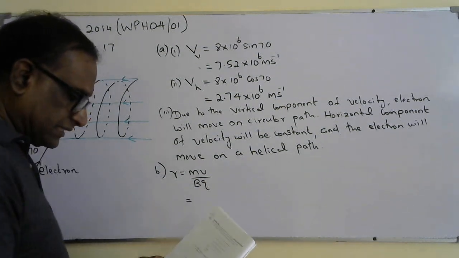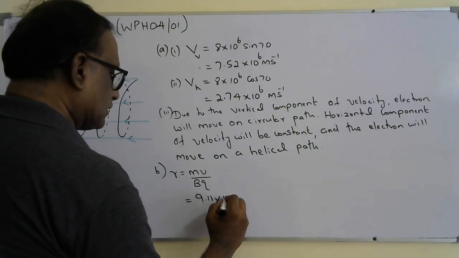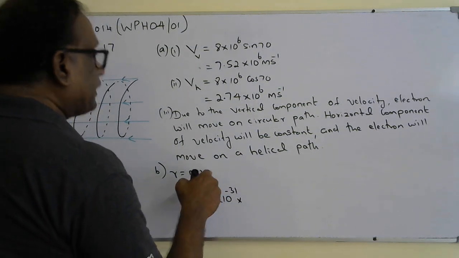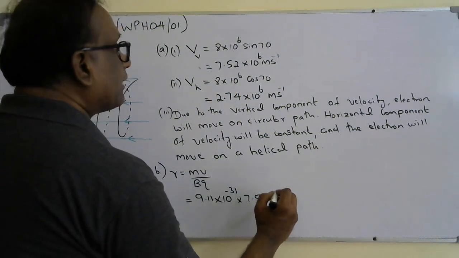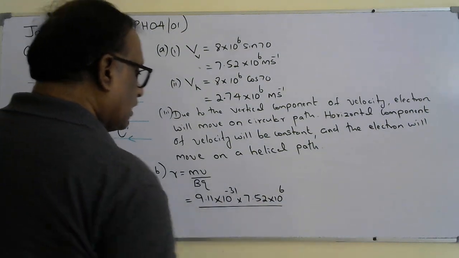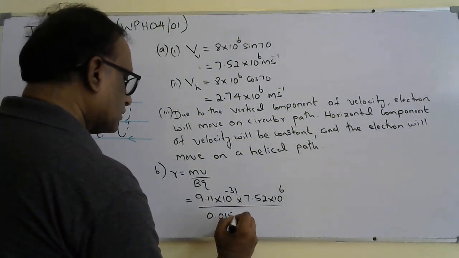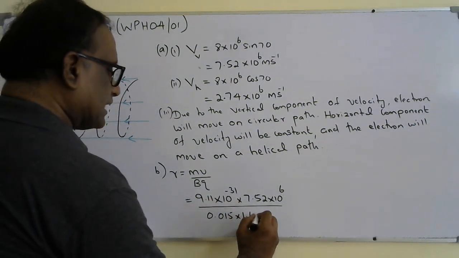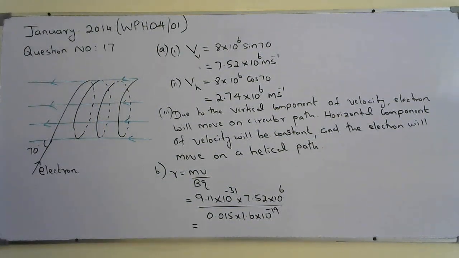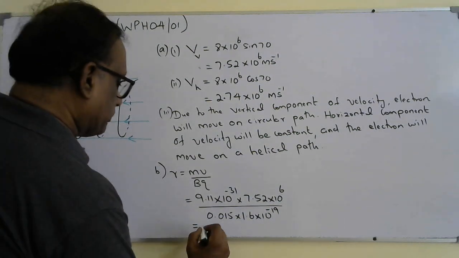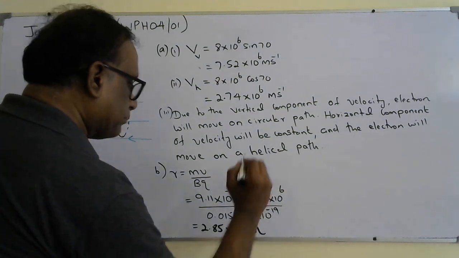So mass of the electron is given 9.11 × 10^-31. The perpendicular component, that is 7.52 × 10^6. And magnetic field strength is given 0.015. The charge is 1.6 × 10^-19. So that will be 2.85 × 10^-3 meters.